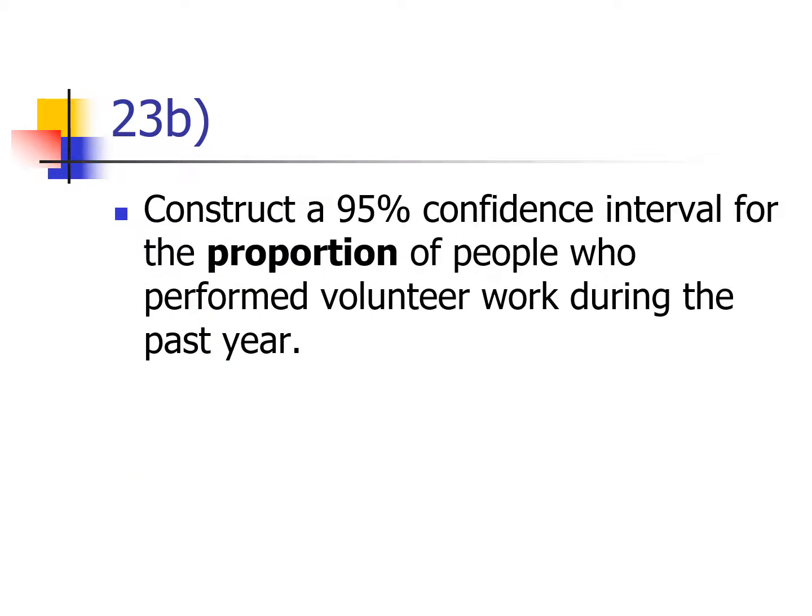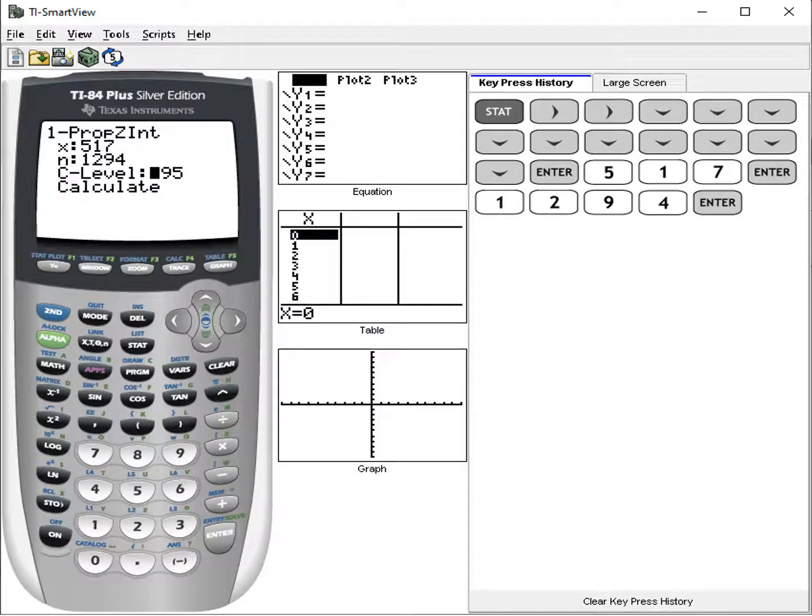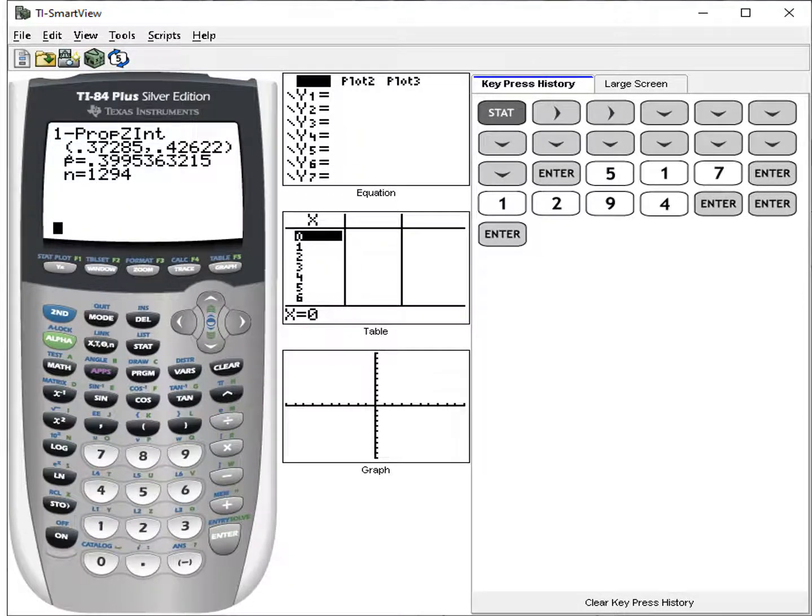But we want to know what percent of all people have done volunteer work, right? We want to know the population proportion. So there's that keyword that I'm emphasizing. It's the book's question: make a 95% confidence interval for the proportion. When I see proportion, I'm thinking, okay, I'm going to use the 1-PropZInt function in my calculator. There's all the information that I'm filling in. There's the actual interval. I'll summarize it on the next slide.